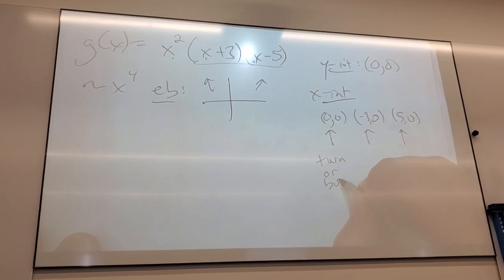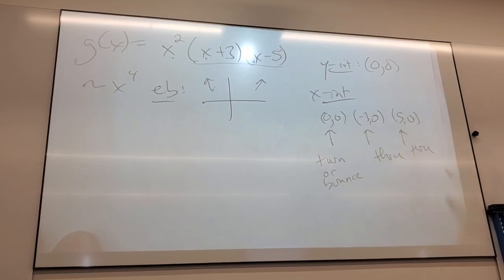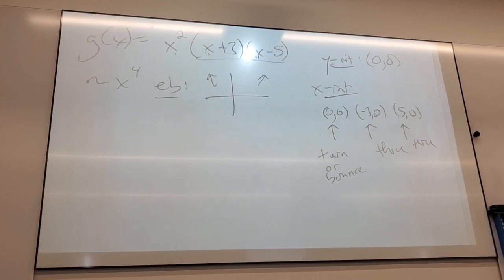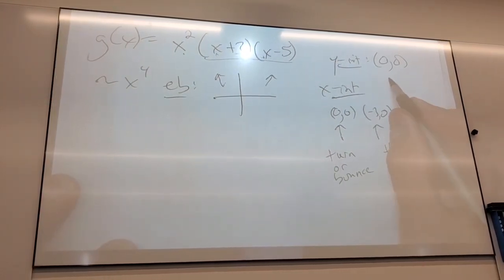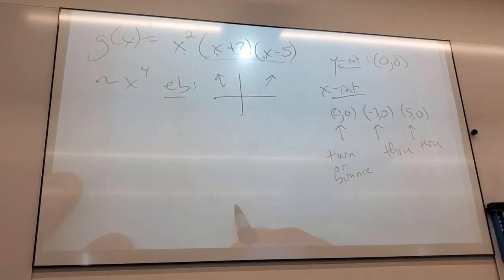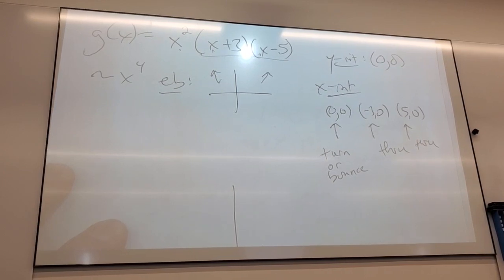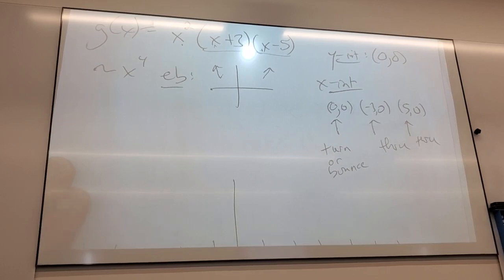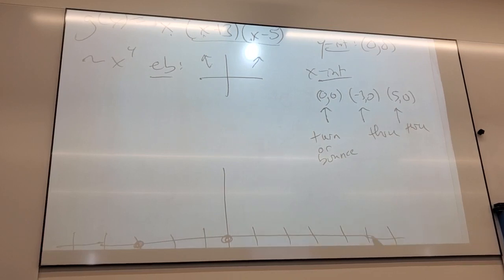Turn or bounce, whatever you like to call it. And these two would be through. What does that mean? That means when I start to graph this, it's going to turn at 0. That's exactly what it means. All right, so watch. So I already know the x-intercepts. The y-intercept is not very useful. I can't make my y scale yet, but I can plot my intercepts. So you've got an intercept of 0, 0, an intercept of negative 3, 0, and an intercept of 5, 0.